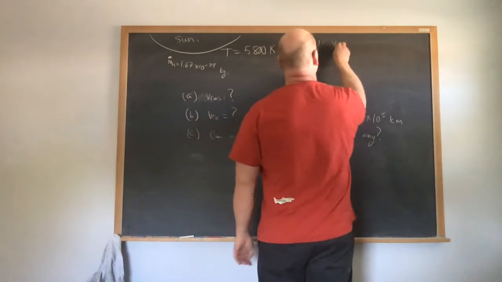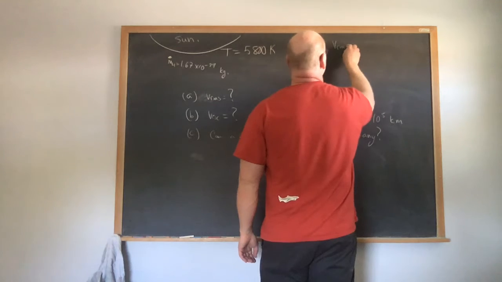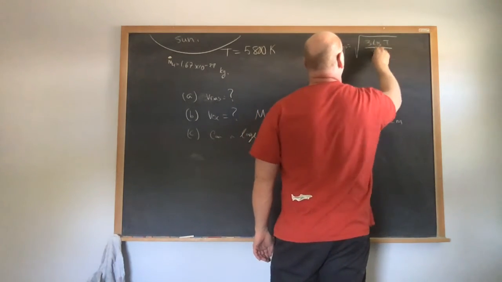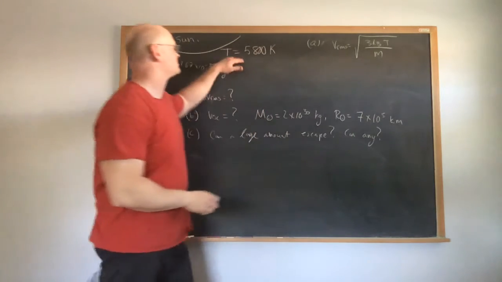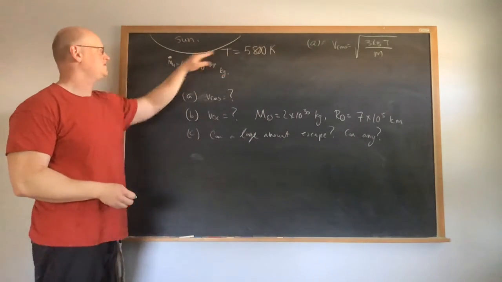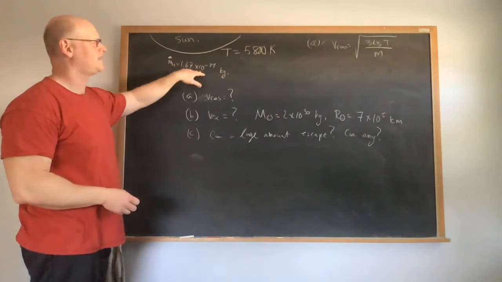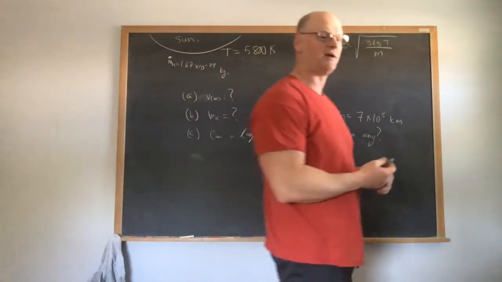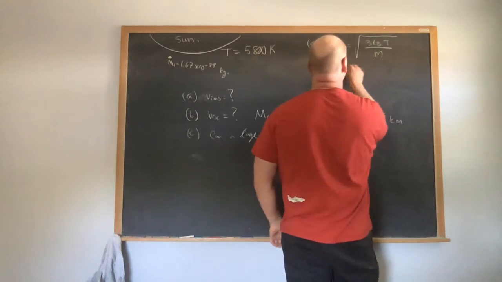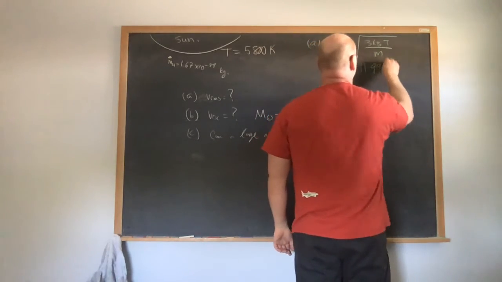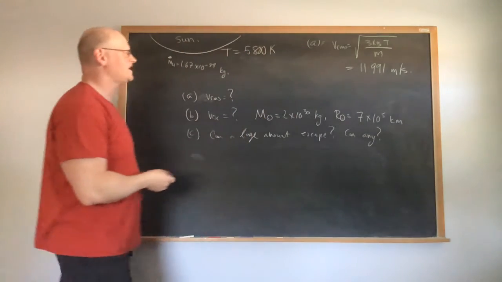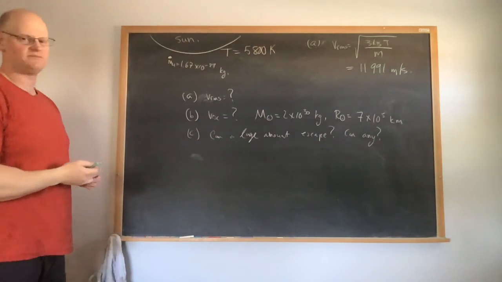So now we know that the RMS velocity is equal to the square root of 3 times k_B times T divided by the mass. So here this is already in the appropriate units, Kelvin and kilograms. k_B we wrote down a couple videos ago, so if I plug in my numbers, what I find is this works out to be about 11,991 meters per second. So this is the RMS velocity of the hydrogen on the surface of the sun.